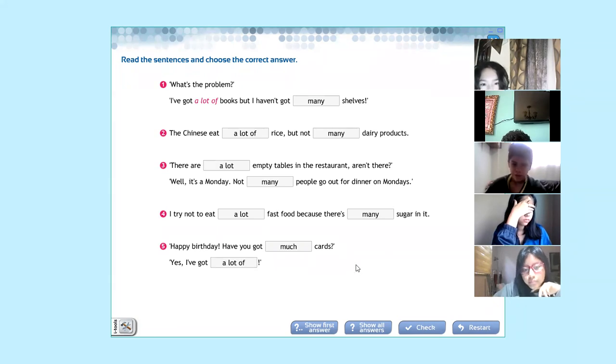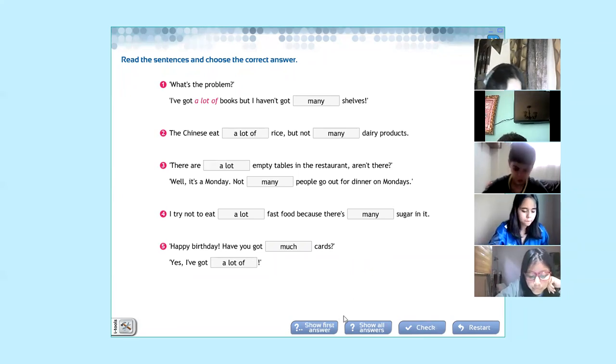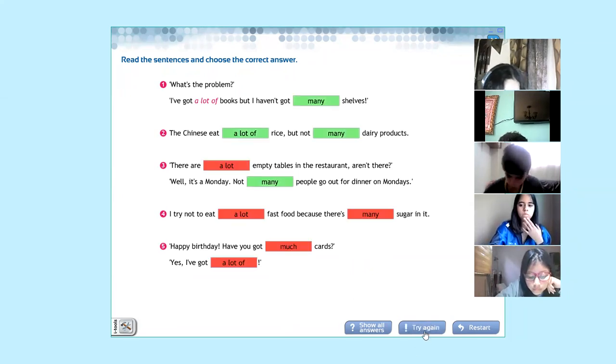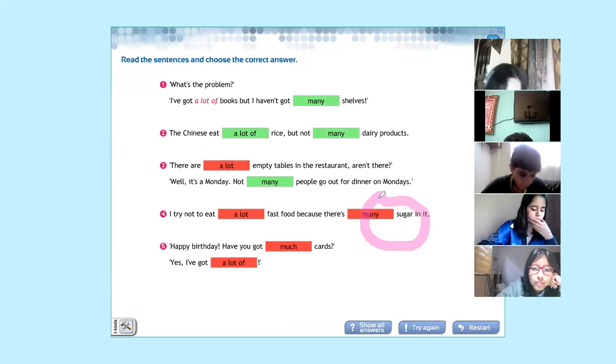Attention. Here we have some errors. Remember that the quantifiers will be used depending on countable and uncountable nouns. Use the chart that you have in the beginning that we were reading before, okay? So right now we're going to check the information here, and here we have the errors. The red ones are the errors. Okay, remember that sugar, in this case, it's important to mention the following.